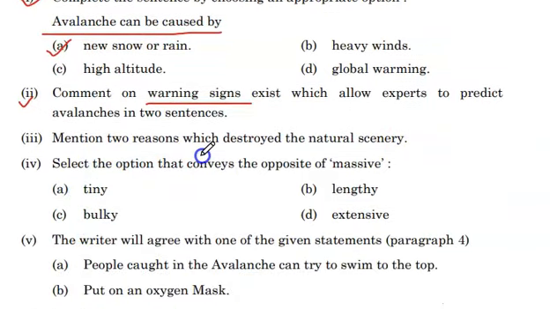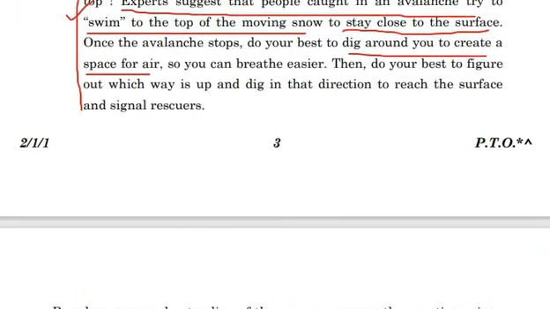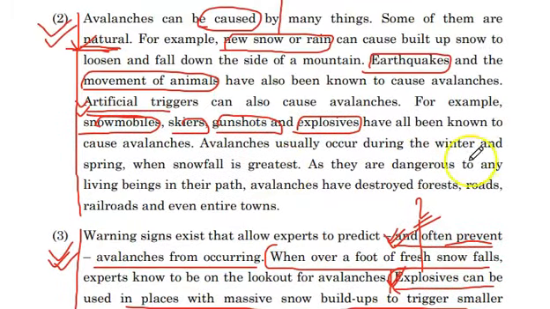Mention 2 reasons which destroy the natural scenery. So natural scenery will be destroyed by artificial causes. Artificial causes are these: snowmobiles, skiers, gunshots and explosives. So there are 4. You can use any 2 of them. So this is our question number 3.